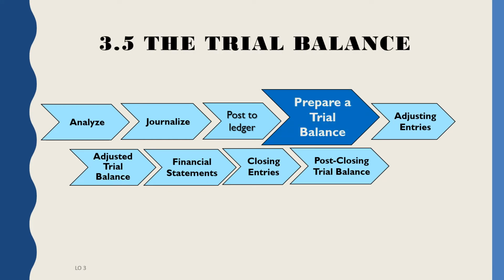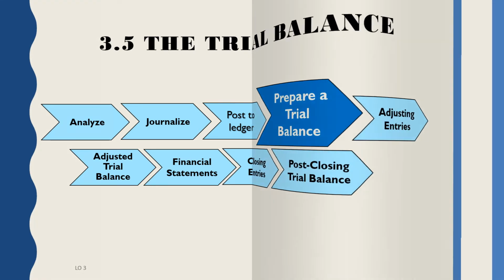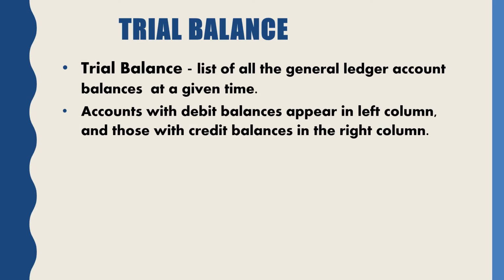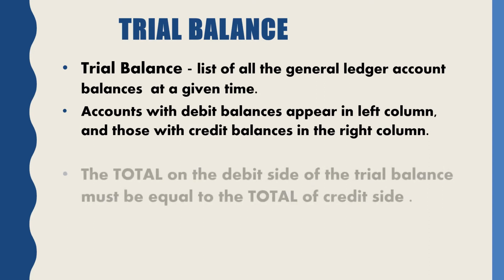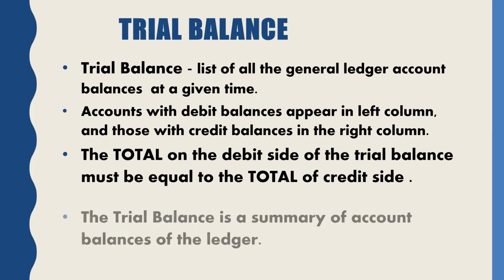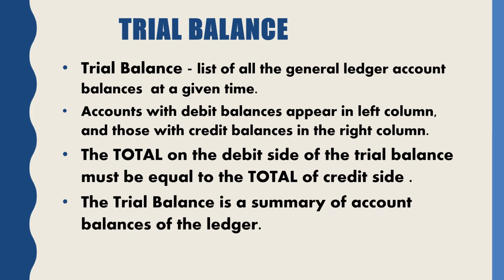(3.5) A trial balance. A trial balance is a list of all the general ledger account balances at a given time. Accounts with debit balances appear in the left column, and those with credit balances in the right column. The total on the debit side of the trial balance must be equal to the total of the credit side. The trial balance is a summary of account balances of the ledger.